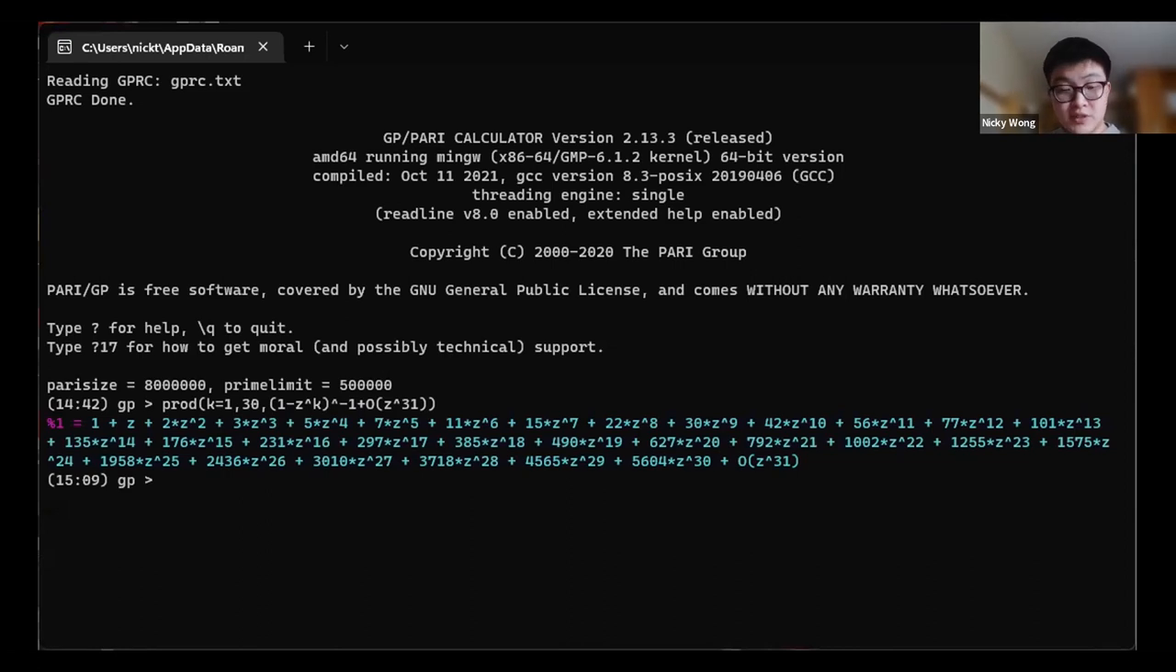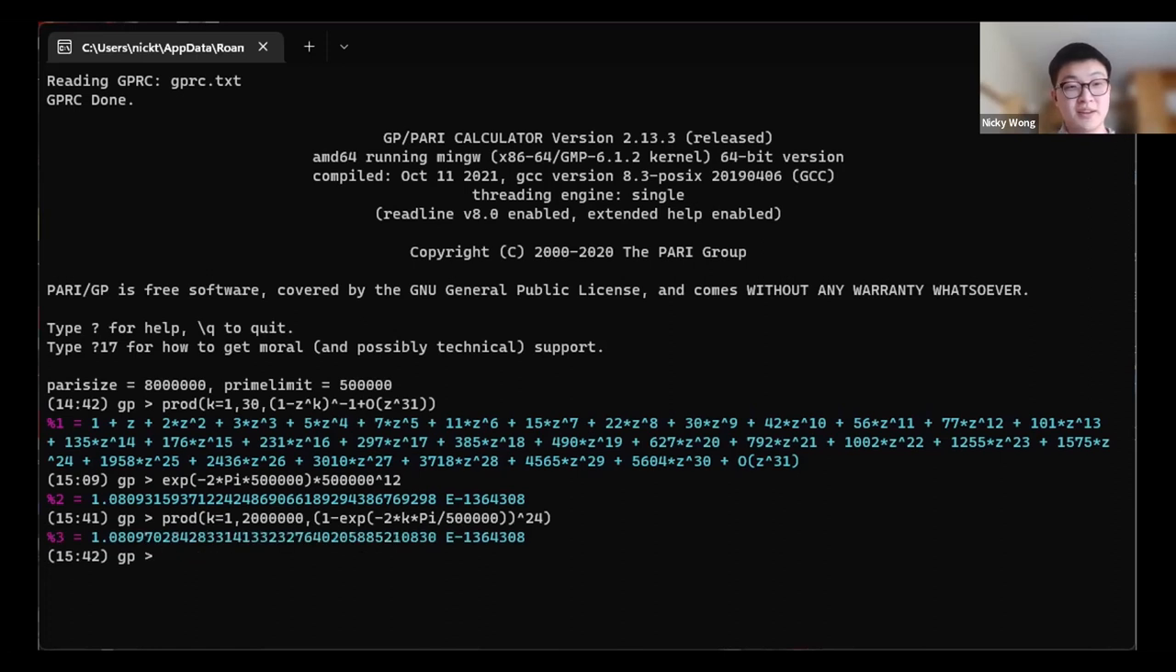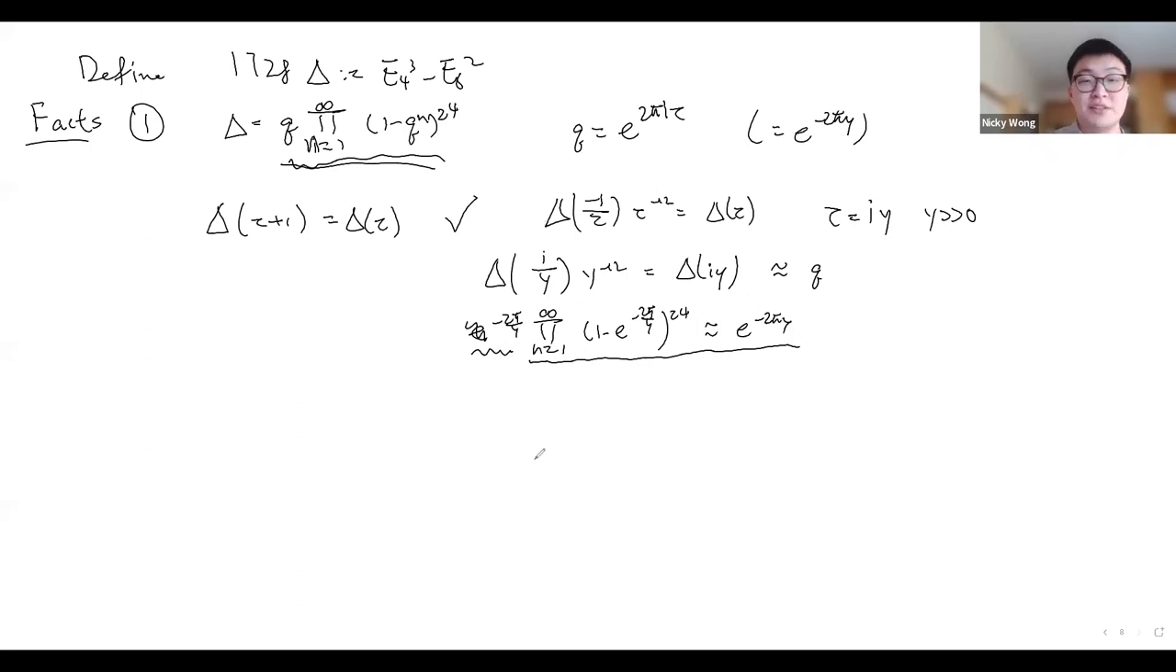And so on the left side, I'm going to see what e to the 2 pi y times y to the 12 is. So I'm going to take y to be 500,000. That's quite big. So as you can see, it's about 10 to the minus 1.36 million. So this is a really, really small number. And let's see if we take the infinite product, we get something similar. So again, y is 500,000, and we can't do an infinite product, but we can go to, let's say, 2 million. And this will take a while. So as you can see, I'm not actually going to infinity, but I'm going to 2 million terms. And you can see that the first five digits actually agree with each other. So that's quite a good reason to believe that the things we are considering actually has weight 12. Right, so that's the first fact.